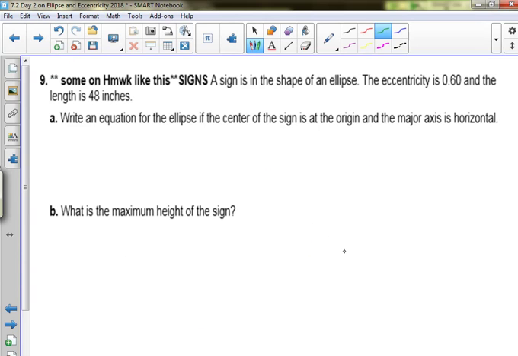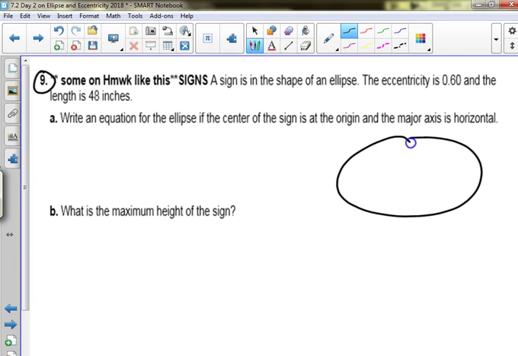Number 9, I think I took this question off the homework, but there was one like this on the homework. It says a sign is in the shape of an ellipse. The eccentricity is 0.6 and the length is 48. This is a good question. So if it's 48 going this way and E is 0.6, could we make that a fraction maybe? 3/5. Okay. Write an equation of the ellipse if the center is at the origin and the major axis is horizontal. Again, I got lucky and drew it the right direction. Okay. What do you know?